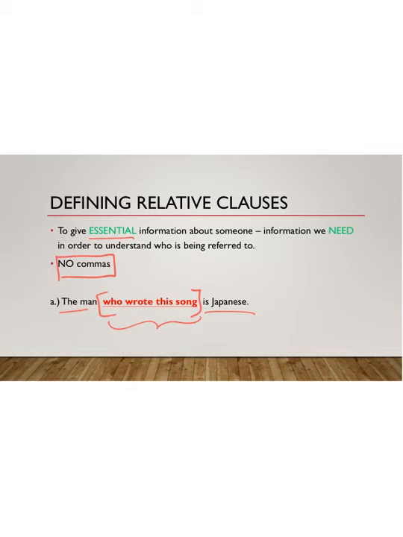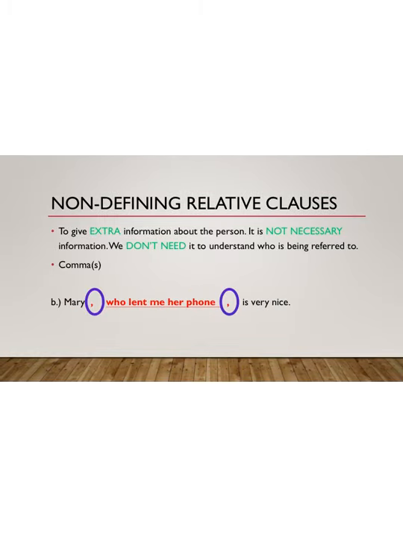So what about non-defining relative clauses? Non-defining relative clauses are just the opposite of defining relative clauses. We are just giving you some extra information, and that is not necessary. We don't need it to understand who is being referred to. Just like this one, when you see Mary here, Mary is very nice. Everyone knows Mary is very nice. Actually, you don't have to give any more information about Mary. We all know who Mary is.